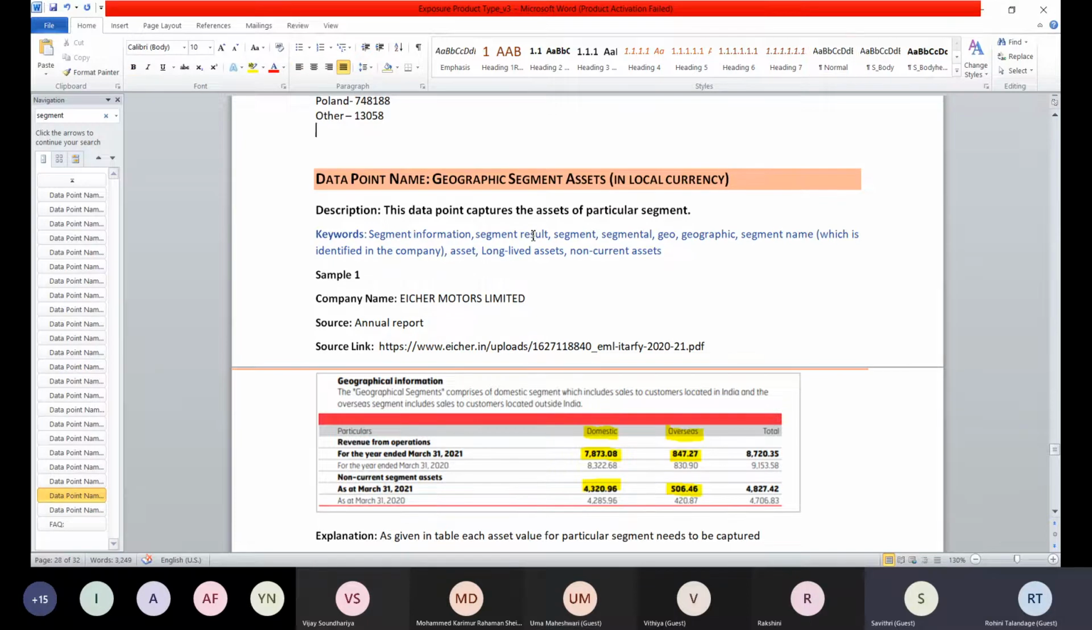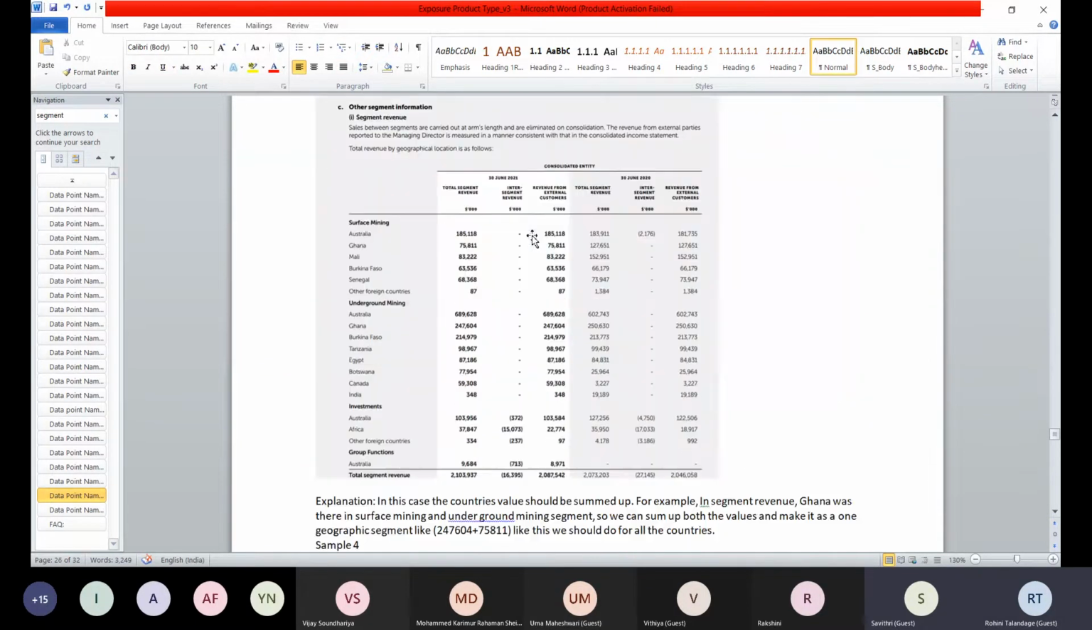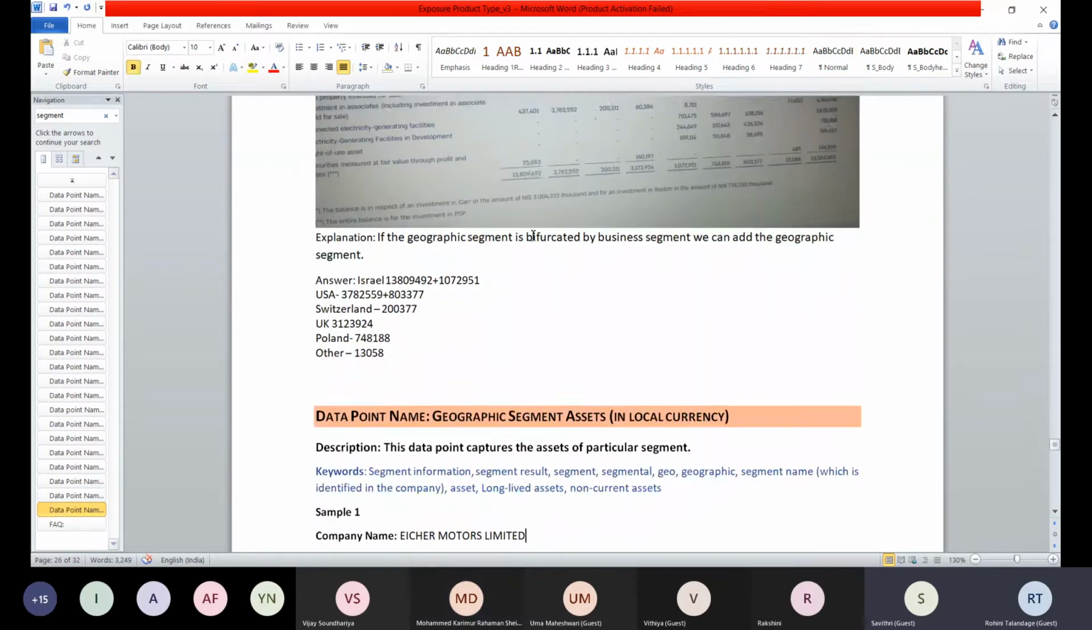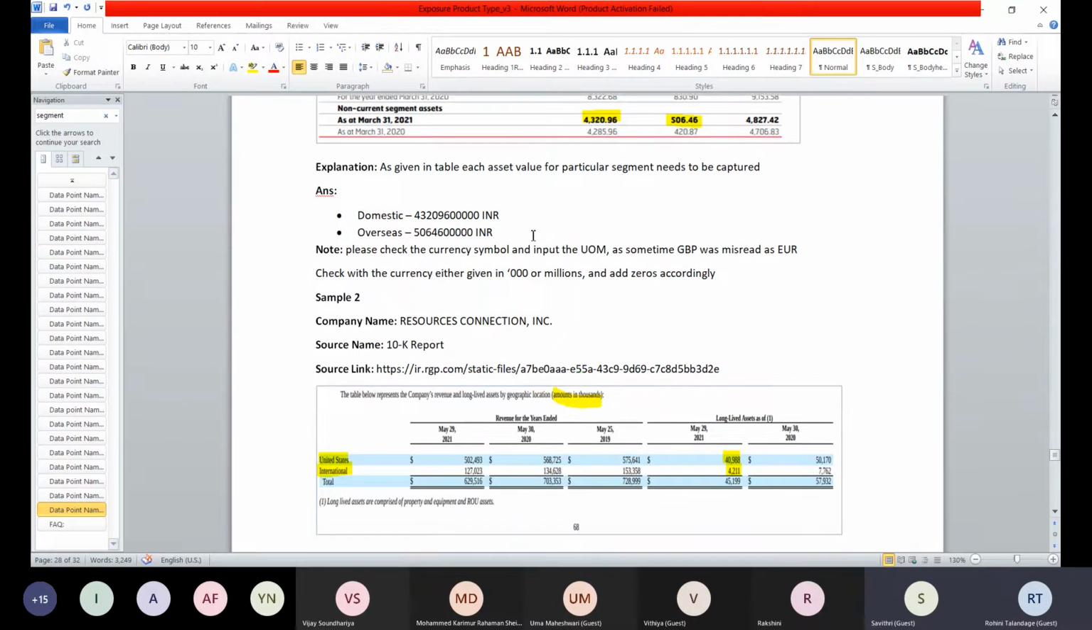So this is done. Guys, do you have any doubt in the segment details, segment data points?